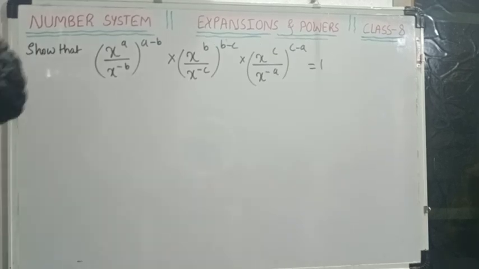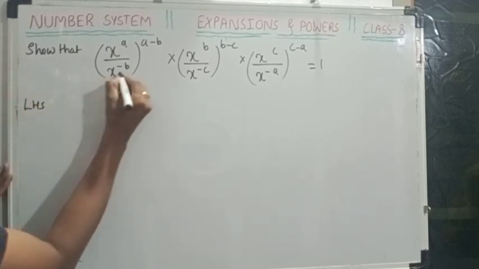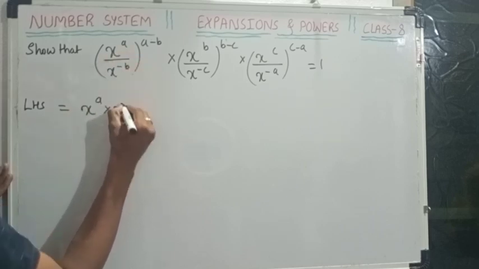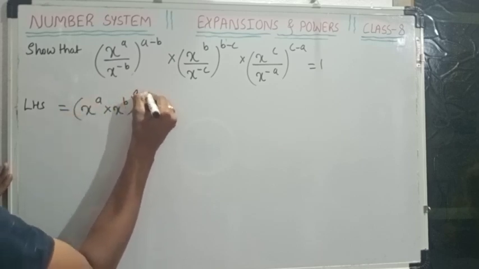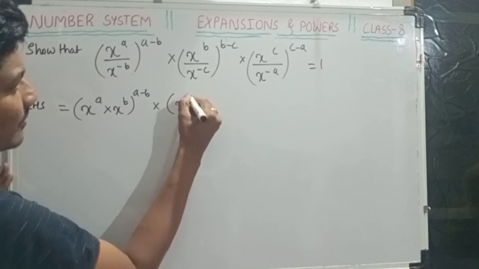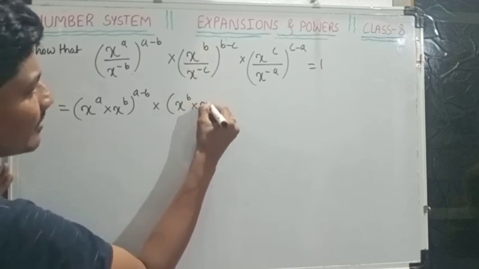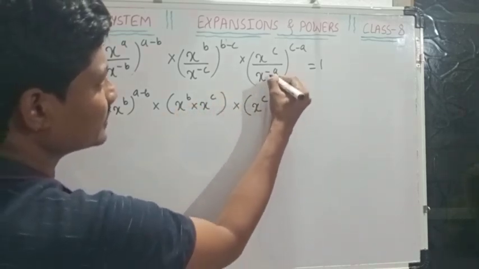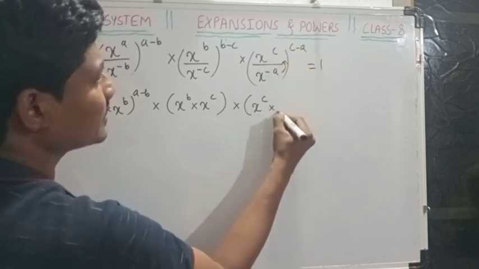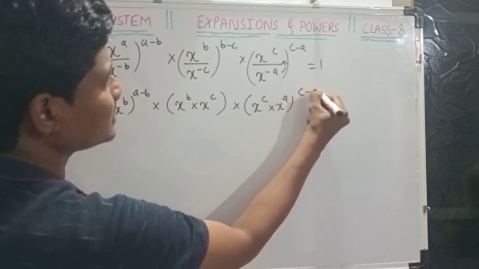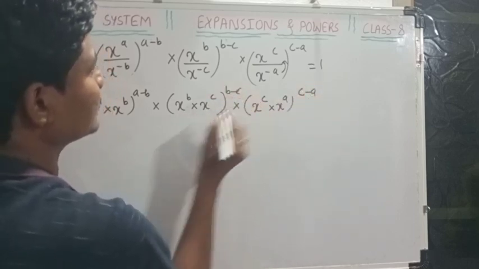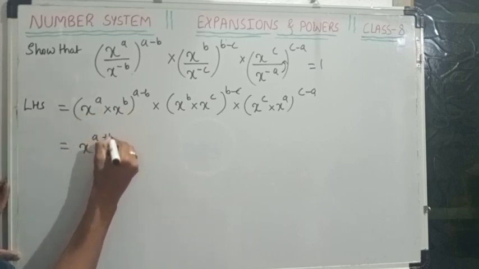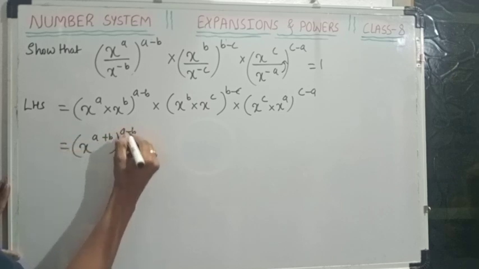Here we go with the next one. Again, here he is asking to prove LHS is equal to 1. x to the power a into (a minus b). I'll take this minus b to the top. It becomes x to the power a into x to the power b, raised to the power minus b. Here x to the power b into x to the power c, I am taking denominators to the numerator. x to the power c, I'll take it to the numerator. x to the power a, it changes the sign when I take it to the numerator, that is b minus c. What I do here, x to the power a into x to the power b is equal to x to the power a plus b raised to the power a minus b.